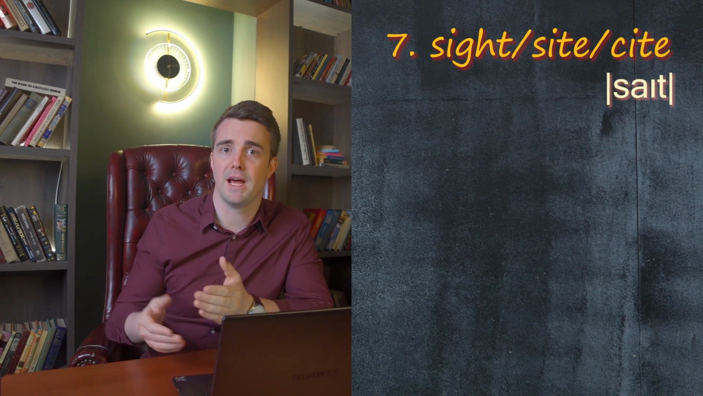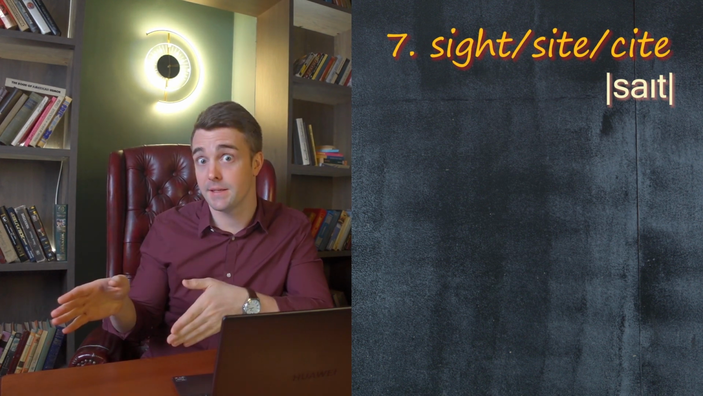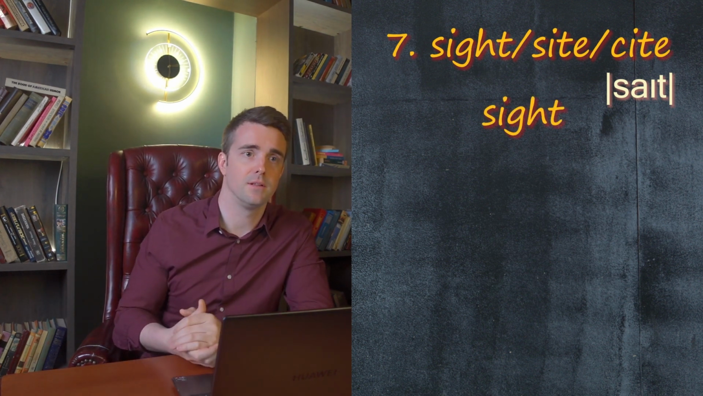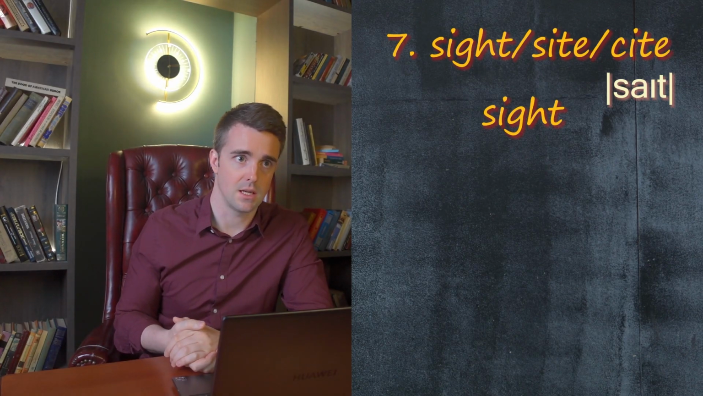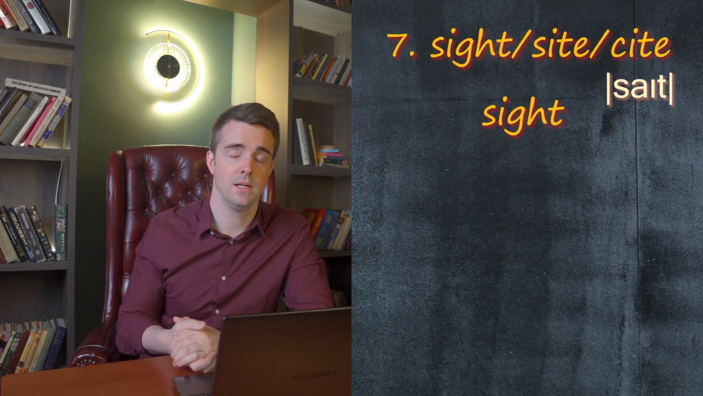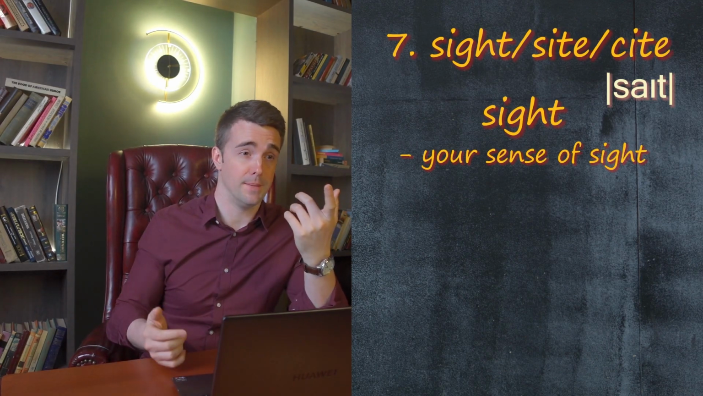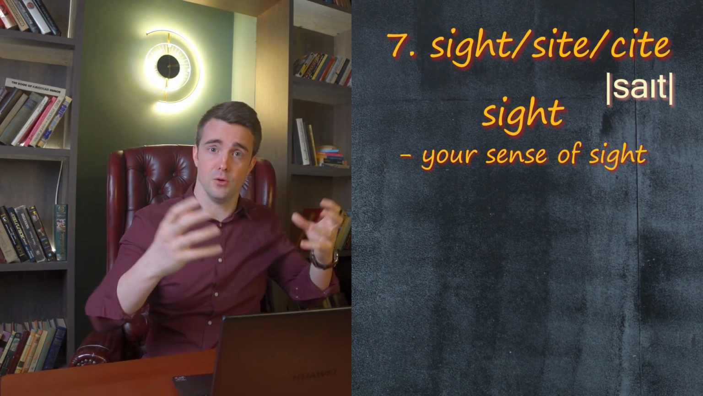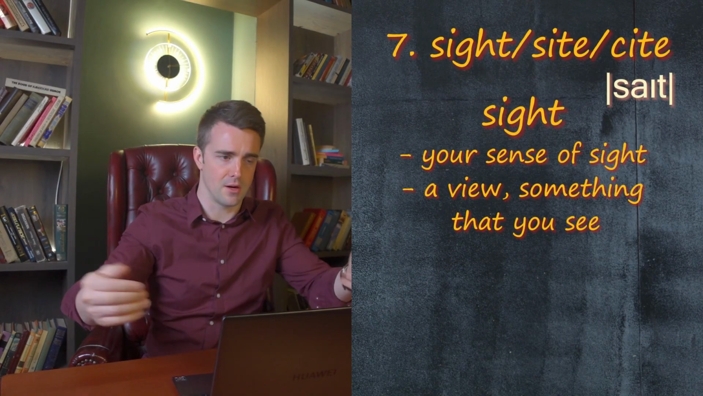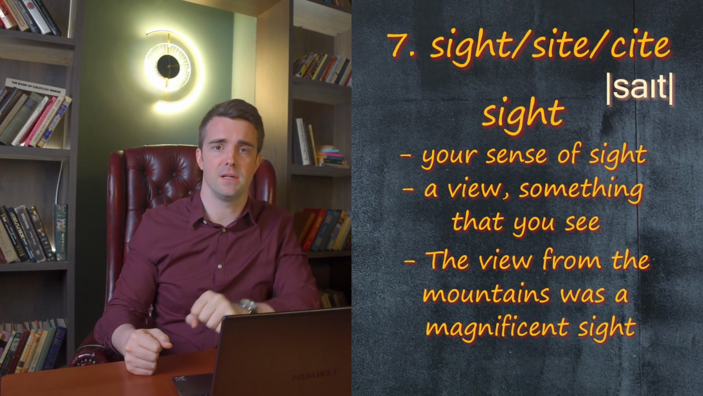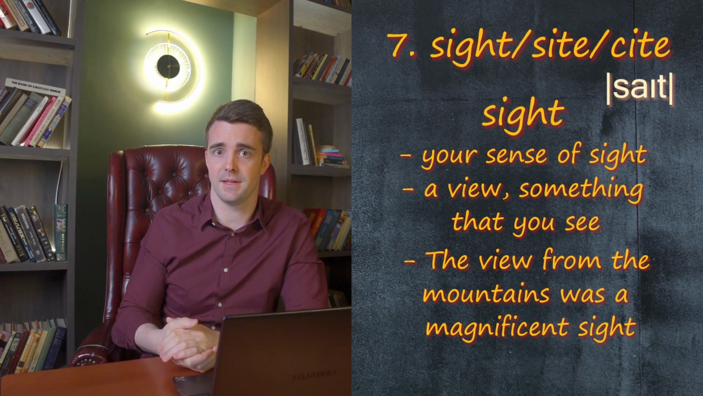Then we have sight, site, and cite. Well, sight with the I, sight. That is usually your sense of sight or a view, something that you see. So for example, the view from the mountains was a magnificent sight.